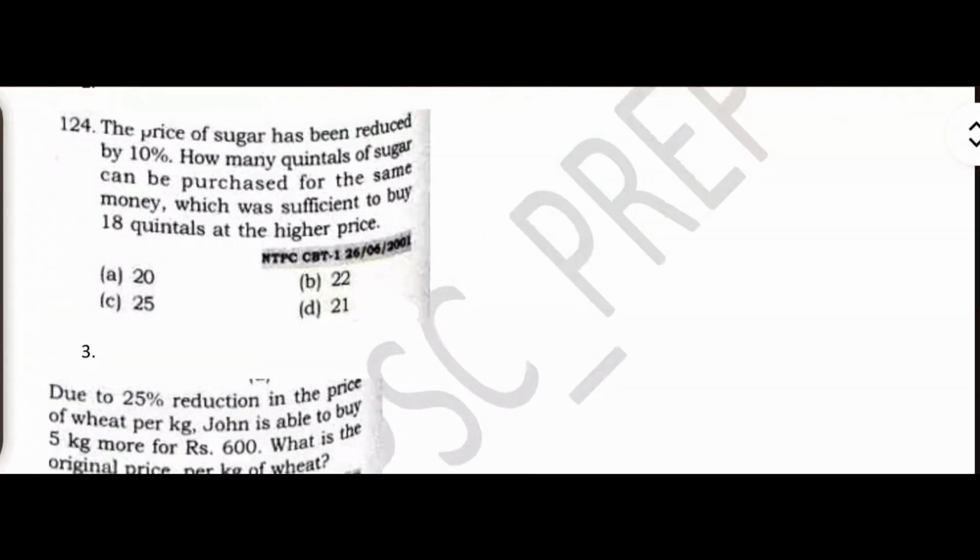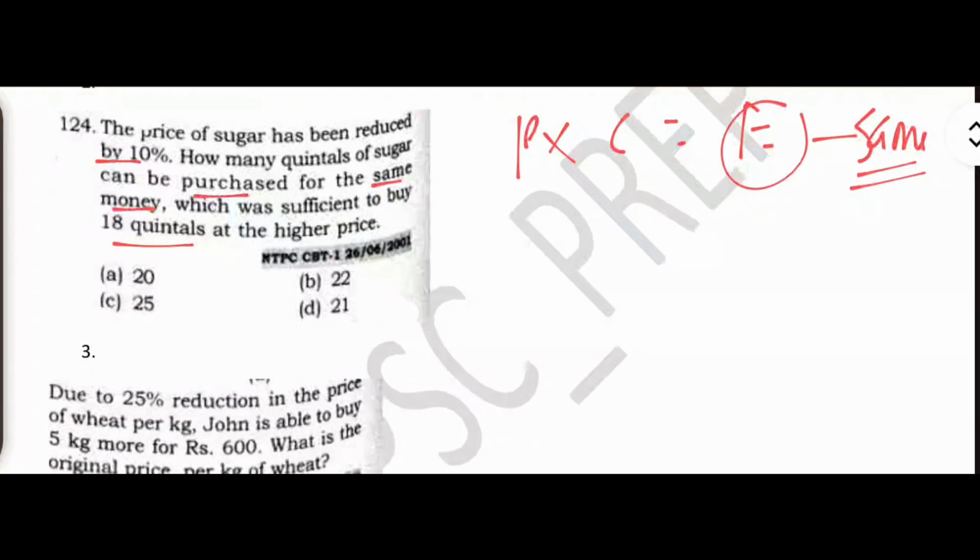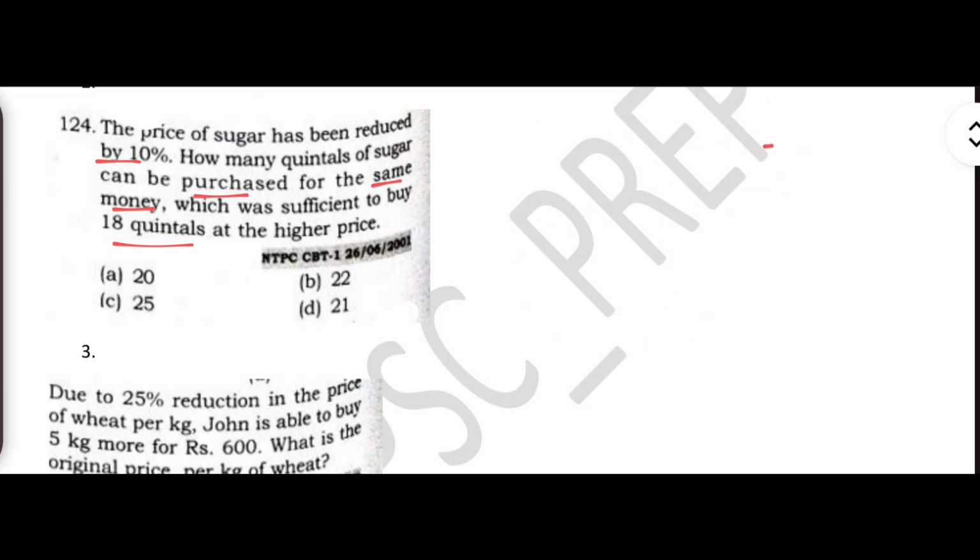The price of sugar has been reduced by 10%. How many quintals of sugar can be purchased for the same money, which was sufficient to buy 18 quintals at a higher price? Okay, this is very important. This is also based on price and consumption is expenditure. What do we mean by same money? Same money means same expenditure. When expenditure is same, your price and consumption are inversely proportional to each other. Please remember this concept, by the way. Such type of inverse relationship is very useful in your time speed distance topic as well. Okay, I will show you later when we do time speed distance.